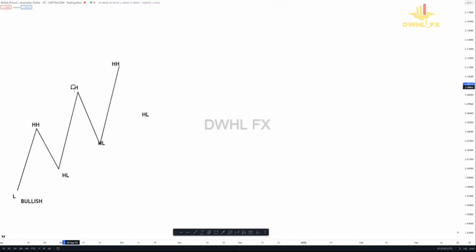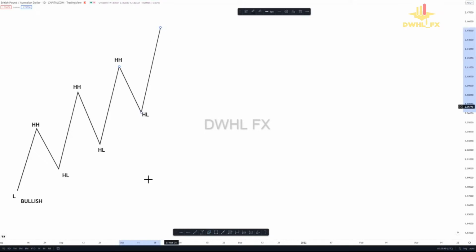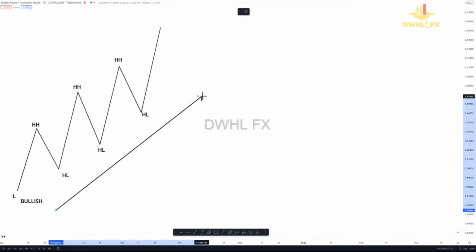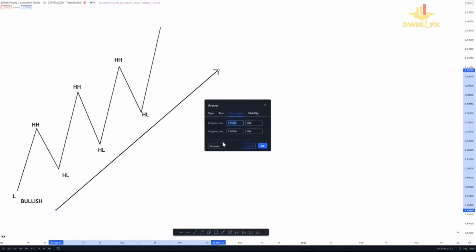So we have a high, a higher high, a higher low, a higher high, and the trend continues to create a higher high. That is for an uptrend, or for a bullish market.